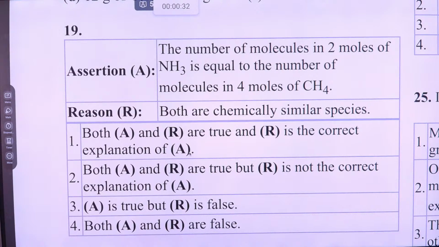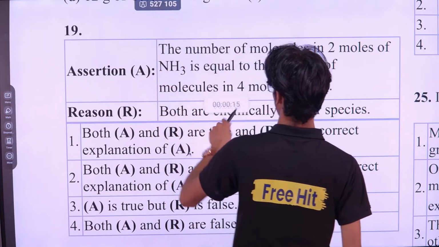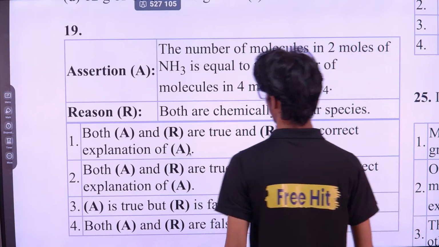The number of molecules in 2 moles of ammonia is equal to the number of molecules in 4 moles of CH4. Is it right? I don't think so. And the reason is both are chemically similar species. It's a very easy question. 40 seconds is enough. It should not take you that much time.